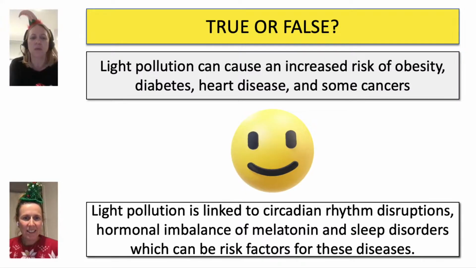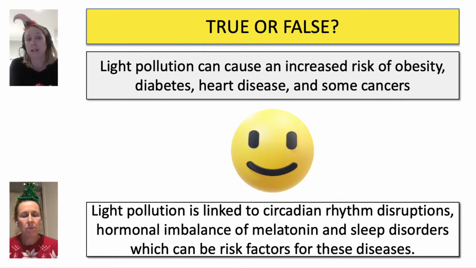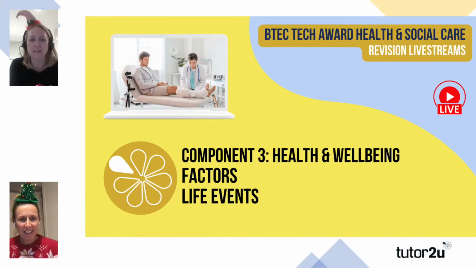Okay, so that basically means that you have a hormone imbalance of something called melatonin, and that can then lead to sleep disorders, and that can be a risk factor for those diseases. So the fact that you're not going to be sleeping very well can actually then make you more at risk of getting things like obesity, diabetes, heart disease, and some cancers. So well done, everyone. Amazing. I think that was our last question for this evening.